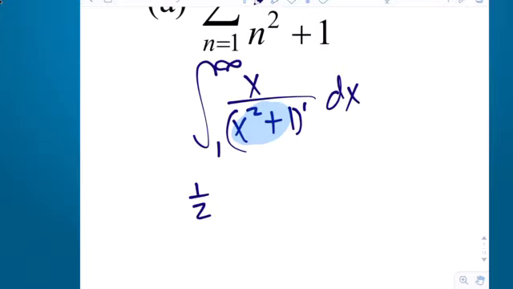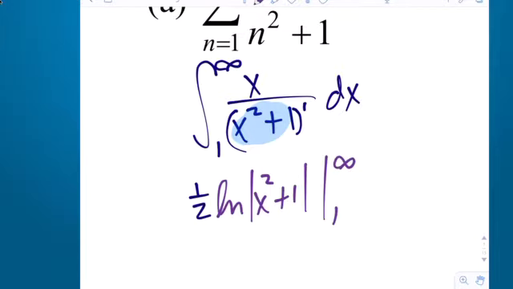What's the rule of integration when your inside function is in the denominator to the first? Natural log. So it's the natural log of the absolute value of x squared plus 1, and we evaluate it from 1 to infinity. Remember, if this is a free response, that has to come from a limiting process. So you would want to do the limit as b goes to infinity.